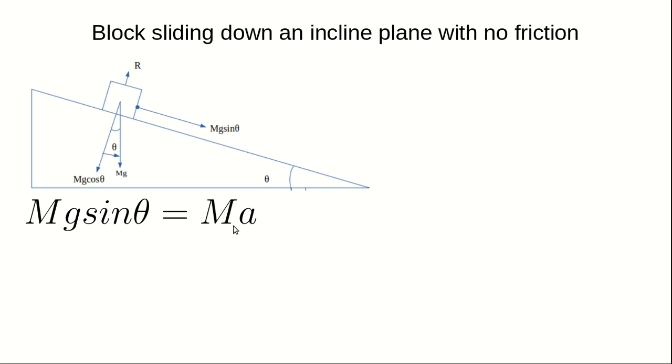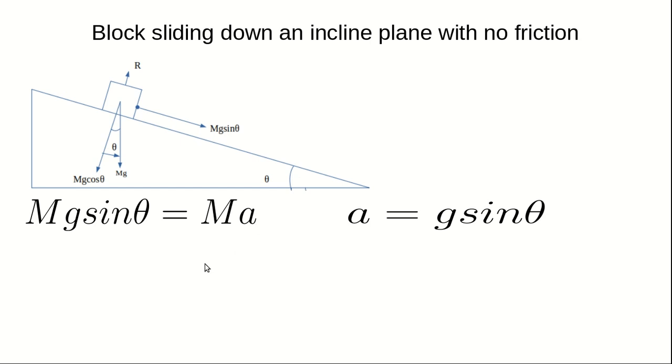If you compare these two, you notice that m cancels m, leaving a equal to g sin theta. So you might be asked to find the acceleration of this kind of system. All you need is the angle, then multiply sin theta times g, and that will give you the acceleration, right? This means the acceleration does not depend on the mass of the object.